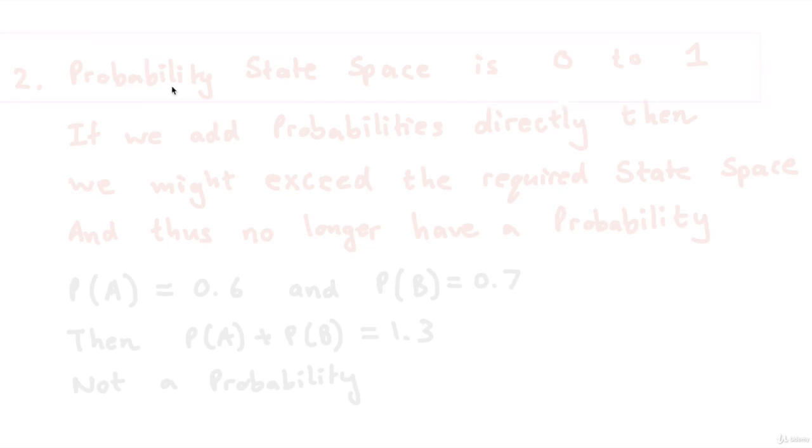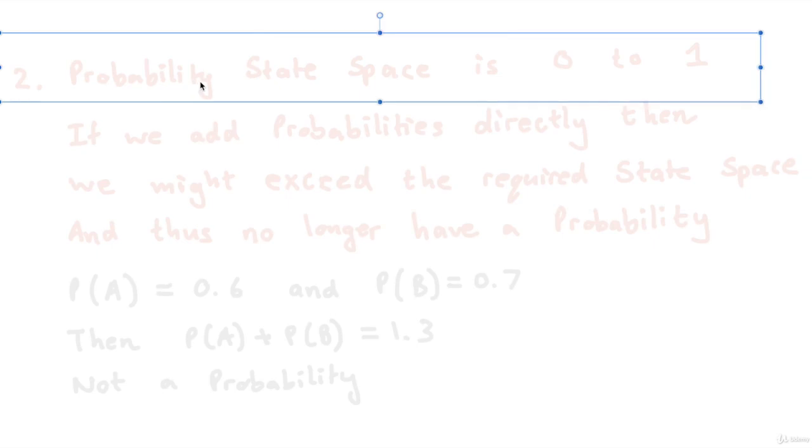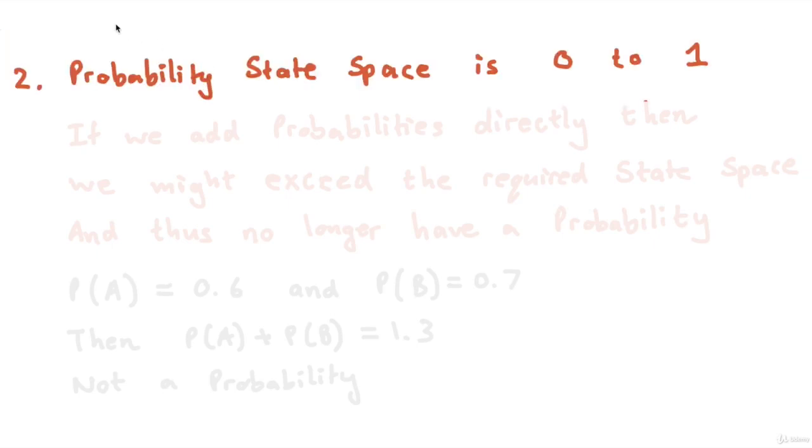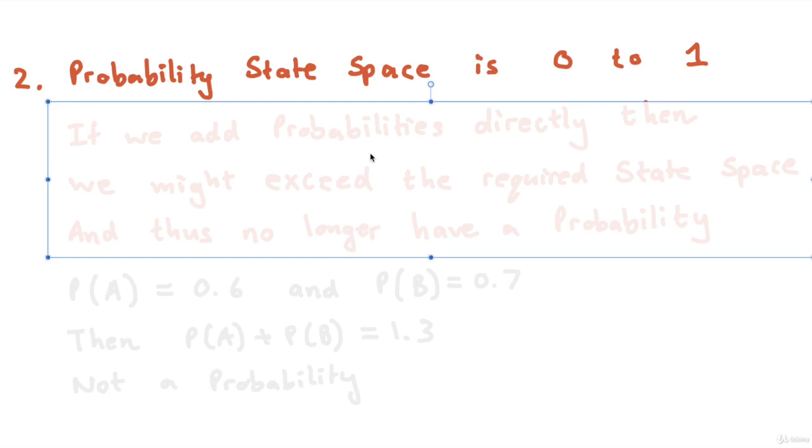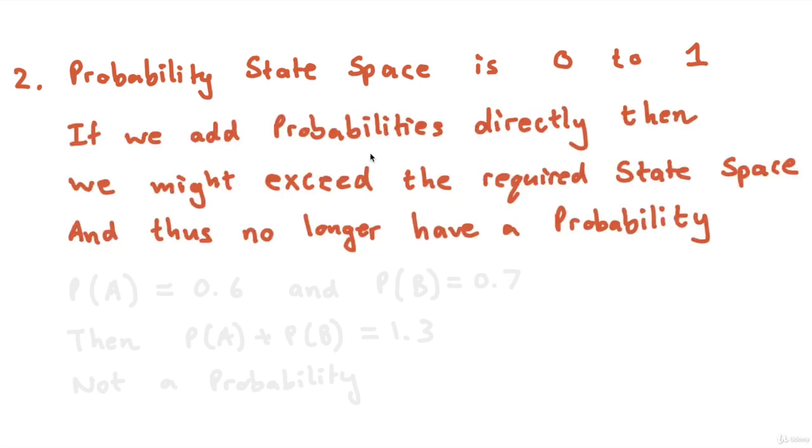So why do we need copulas with fancy functions and all of that? Well, if we come back to, say, probability states, we know that probabilities live between 0 and 1. A probability cannot be negative and it cannot be greater than 1 because then it is nonsensical. The problem is, what happens when we want to add up a whole bunch of probabilities together? So like, what is the probability that both A and B occur? We know that if we just had to add these probabilities directly, then there is a possibility that we might exceed the required state space of 0 to 1, and then we no longer have a probability.